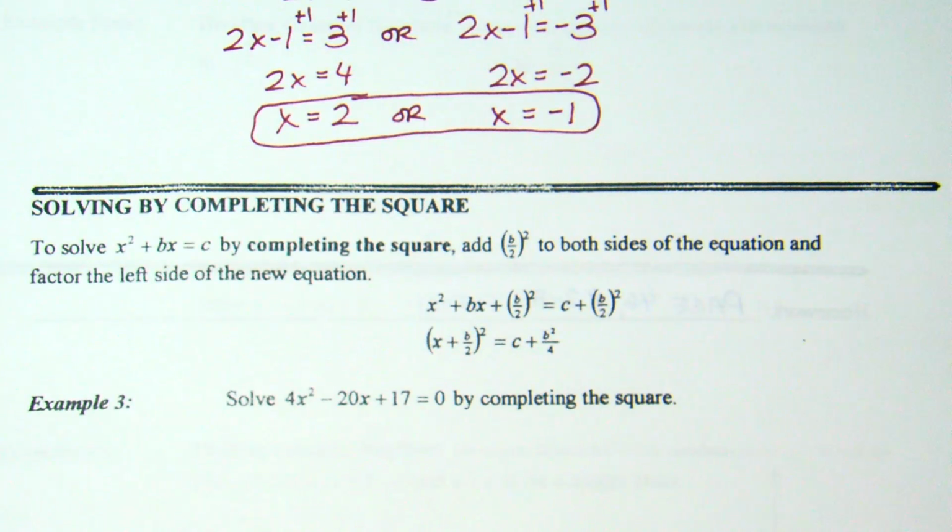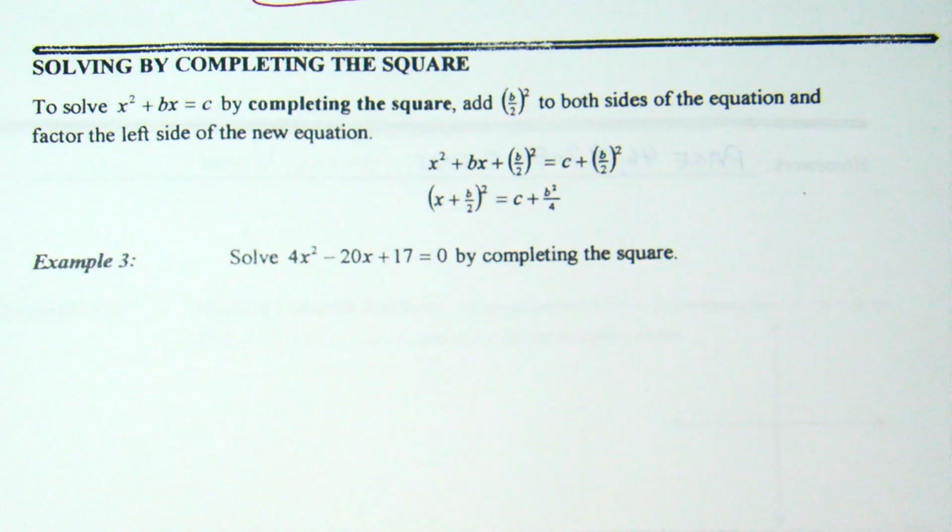Okay. Now, completing the square. The idea of completing the square is we're going to take steps that are going to get our equation into a form that we can use our last set of steps, where we have those parentheses squared. So, to solve x squared plus bx equals c by completing the square, you add b over 2 squared to both sides of the equation, and then you factor the left side of the new equation.